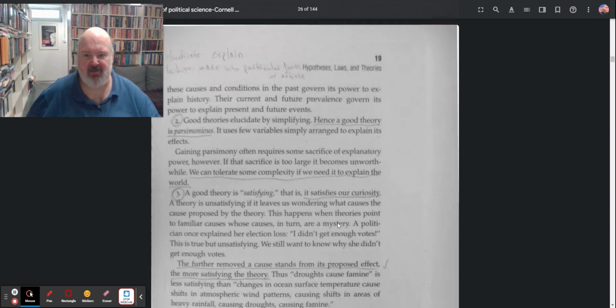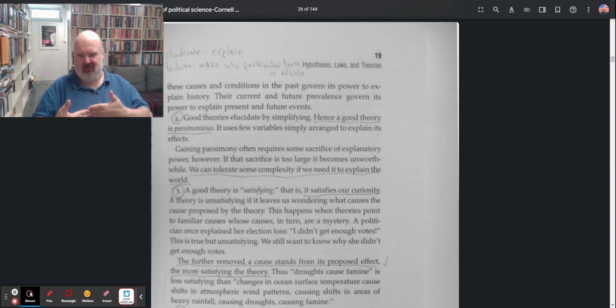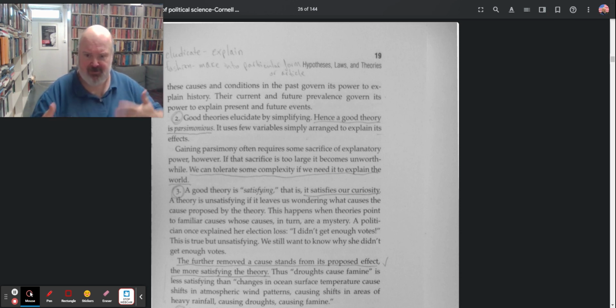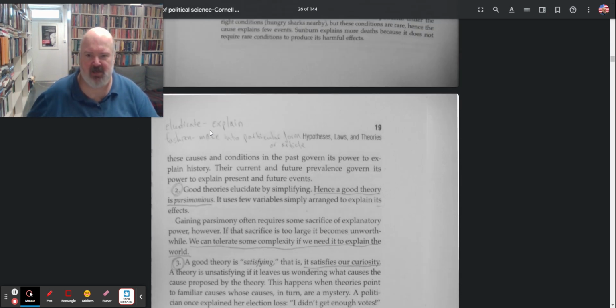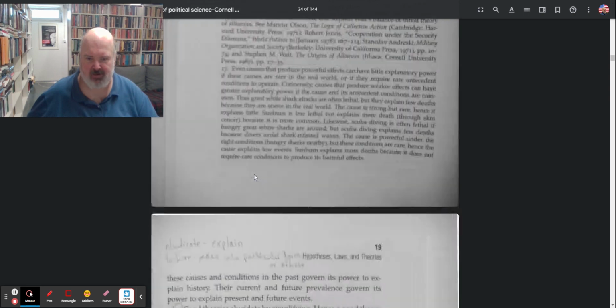The prevalence of these causes and conditions in the past governs its power to explain history. Their current and future prevalence governs the power to explain present and future events, right? So again, it is the amount of events. This is applicability. That gives us the first condition. All three of those things deal with large explanatory power, right?